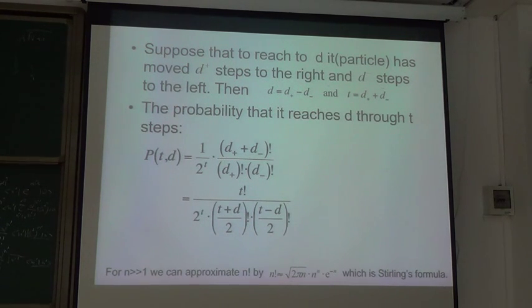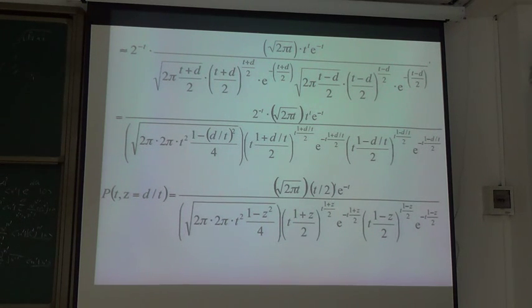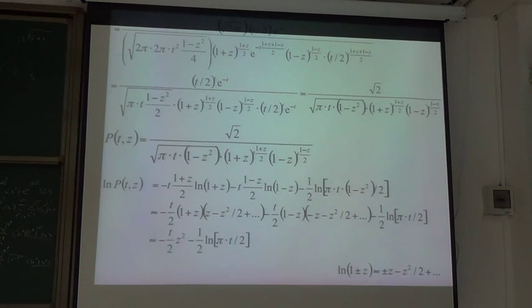And explicitly, the macroscopic procedure is simple. Suppose that to reach d, the particle has moved d plus steps to the right and d minus steps to the left. And then we take the notation of d and t. The probability that it reaches d through these steps is given in this formula. It is simple, the permutations and combinations operations. And if we consider n far bigger than 1, we can approximate the factorial of n by Stirling's formula. And after some tedious but straightforward algebra, with Stirling's formula, the transformation of variables and Taylor series, we can simplify the formula and obtain the Gaussian distribution.